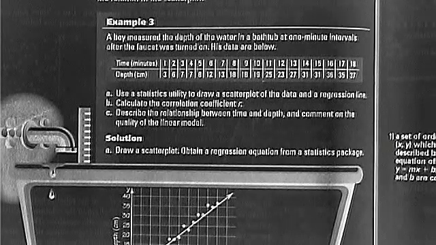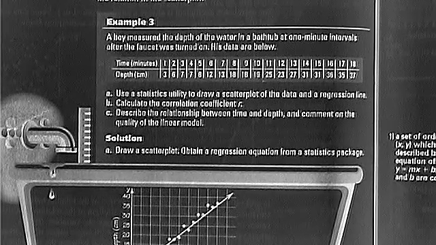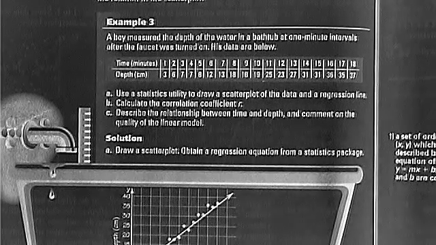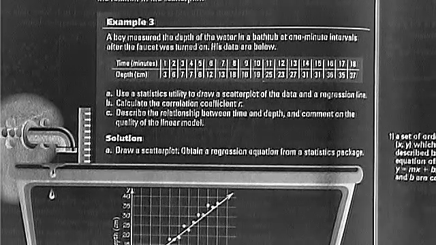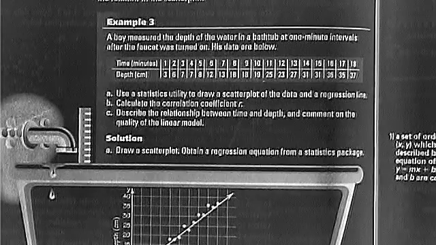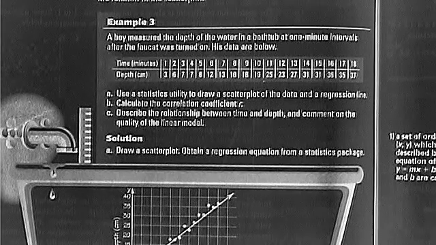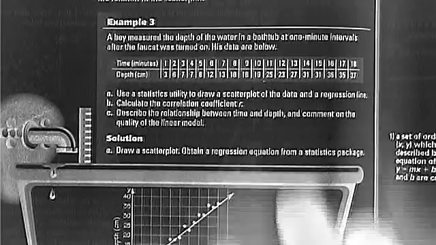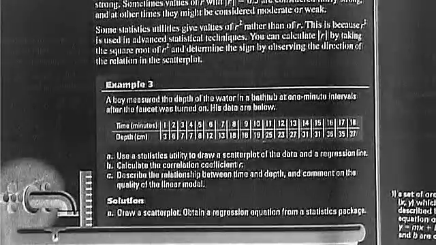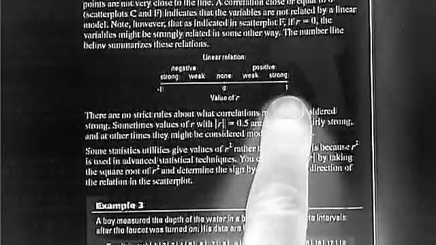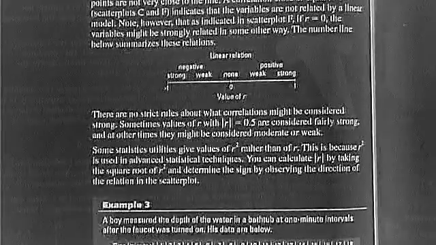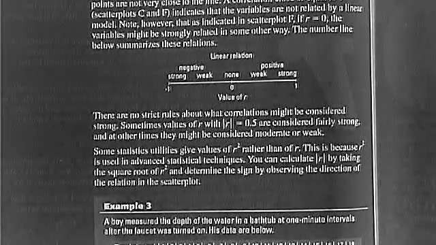Describe the relationship between time and depth and comment on the quality of the linear model. Okay, that's what you need to be able to do: look at the correlation coefficient and say what you think about the relationship between time and depth, and in this case 0.99, really close to 1, and as we see from the picture, 1 is perfect. Okay, so is -1, by the way, but I hope you figured that out on your own. Okay, and that's enough for example 3.